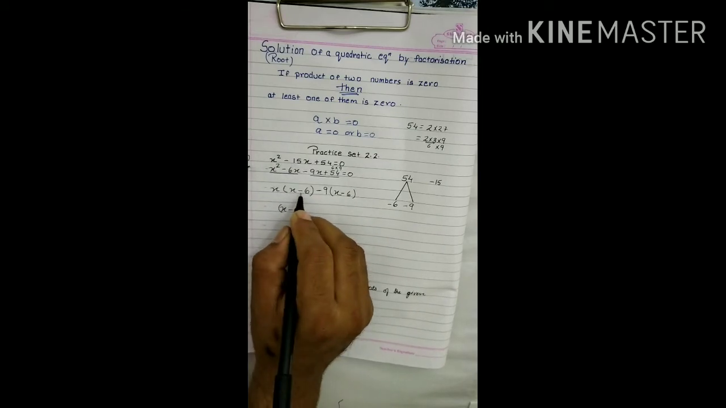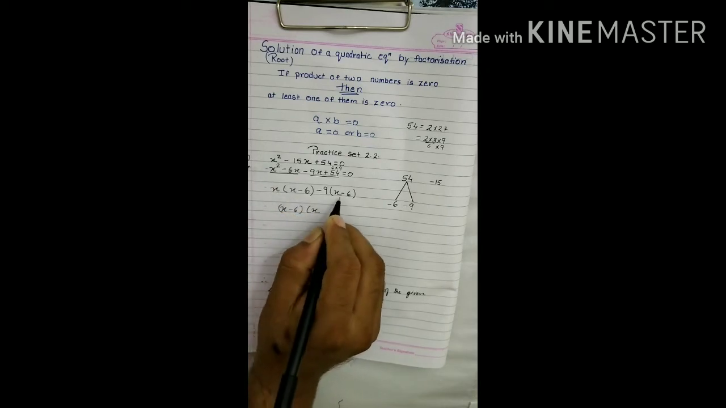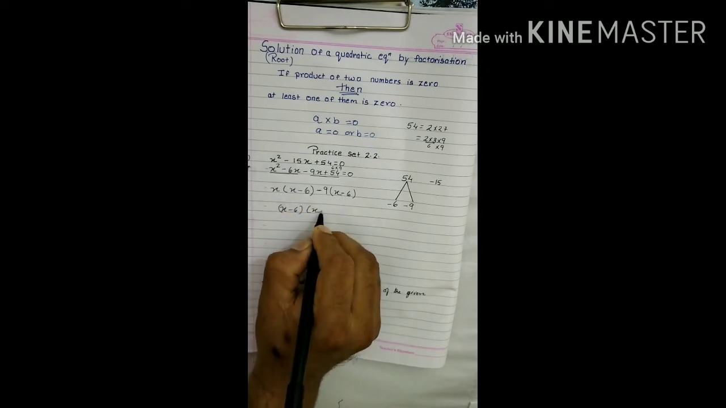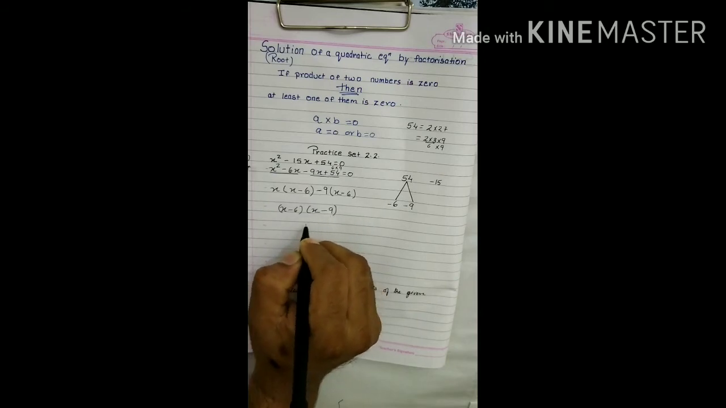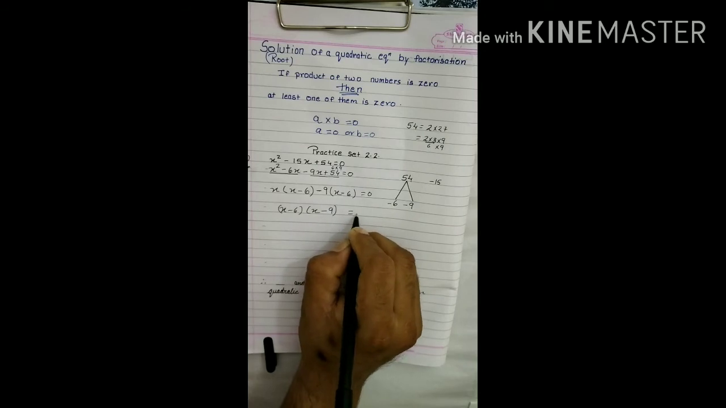So what will be left? X minus 6 is taken common, so only x will be left. From here x minus 6 is taken common, so minus 9 will be left. So this is equal to 0.